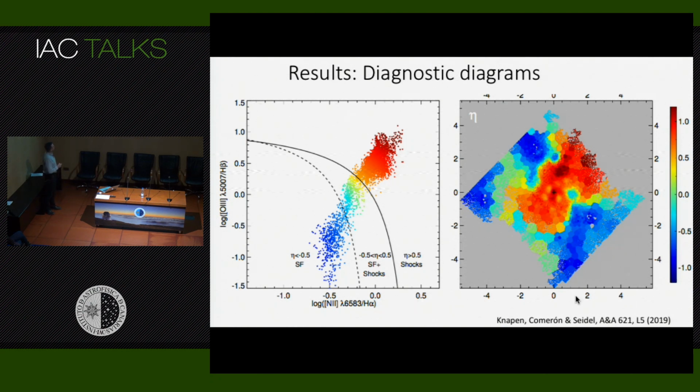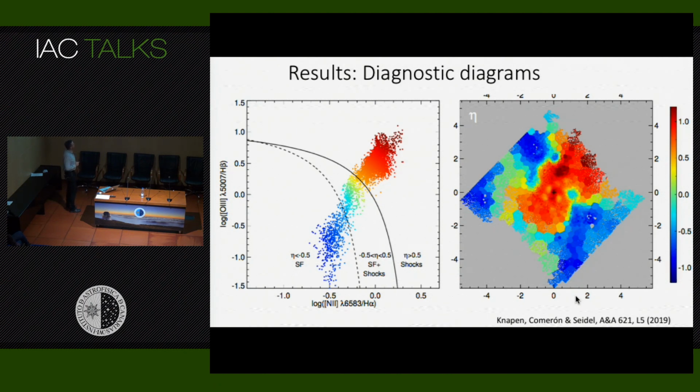So you get these what's called diagnostic diagrams. Our measured points are here. They're color-coded basically from blue down there to red up there. There's no more to it. It's just where they are in the diagram that determines the color. This region below this curve is known from models to be due to star formation. This region up there is known to be due to shocks, which can be either shocks to do with star formation or, as in this case, mostly shocks to do with AGN emission. And the region in the middle is a transition zone where you can have a combination of star formation and shocks. So this is a well-known technique that you can use.